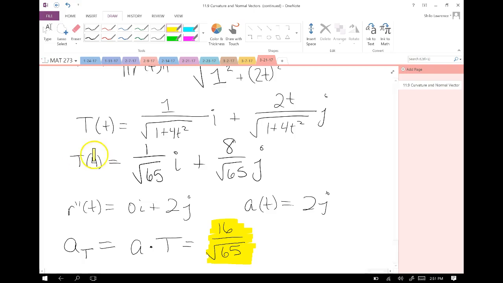So here is our t at 4, our unit tangent vector at 4, and then our acceleration vector. We didn't have to plug 4 in there because it didn't have any t values. If there was still t's in there, we would plug 4 in. And then I just dotted those two. Remember, dot product, you multiply corresponding components and add the results. A only has a j component though, so all we had to do was multiply j components. The i component here is 0, so 0 times 1 over radical 65 would be 0.